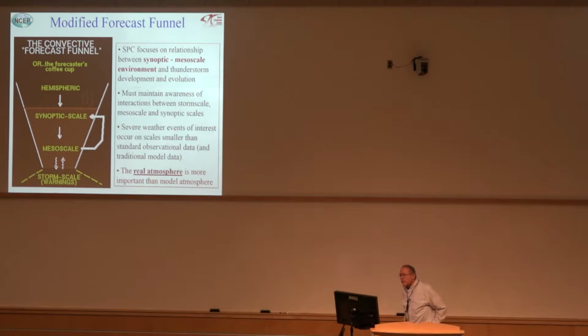So on the left is sort of the funnel, how we go from the larger scale down to the mesoscale, and then even down farther in toward the storm scale. What do we focus on? The relationship between the synoptic and mesoscale environment primarily and thunderstorm evolution. Given a certain environment, what's the likelihood of thunderstorms to develop? Where? What type of storms?